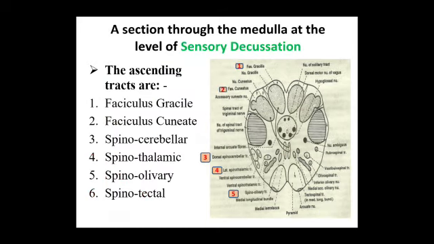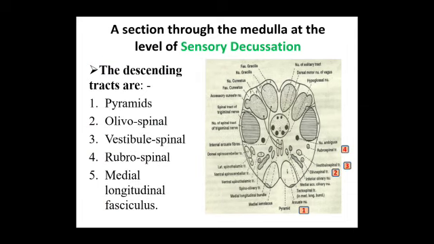Next, coming to the ascending tracts. So the main ascending tracts are the fasciculus gracilis, which is lying posteriormost. Next, the fasciculus cuneatus, spinocerebellar tract, spinothalamic tract, spino-olivary tract, and spinotectal tract. So these are all the ascending tracts which are seen.